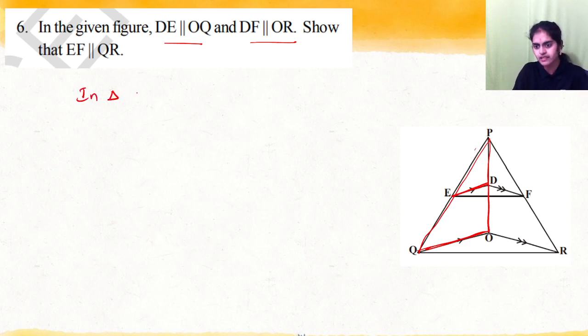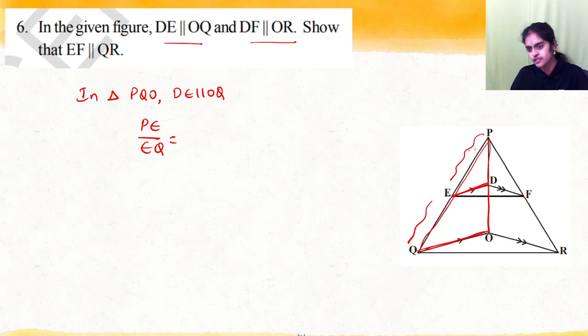In triangle PQO, they gave you DE is parallel to OQ. So when it is parallel, I can write PE by QE using BPT. PE by EQ is equal to PD by OD. See where the line is cutting, this point. Understood? Now see the second point, second part.